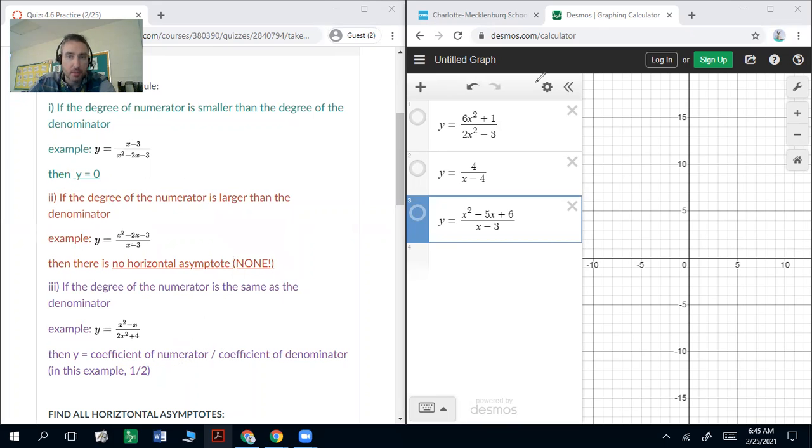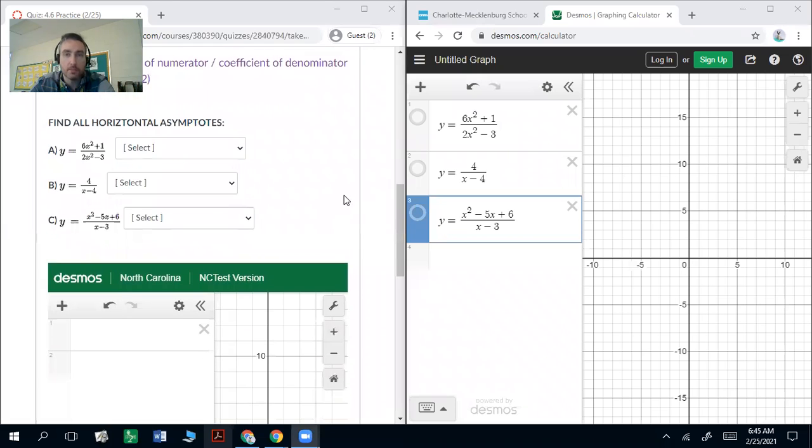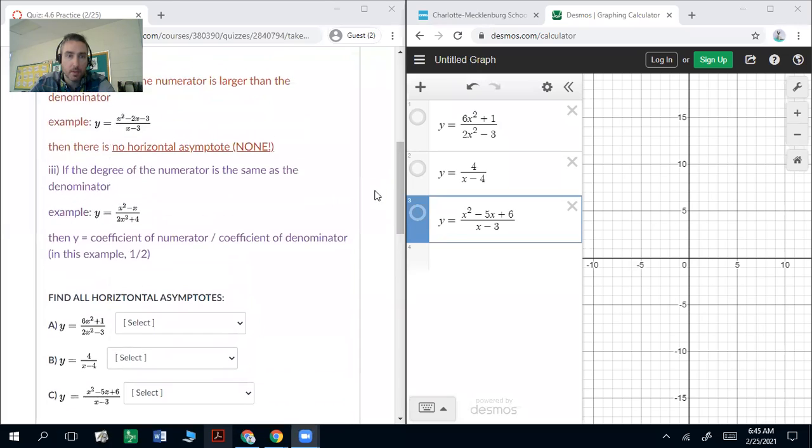So let's apply it to these problems here. We have three different functions. So let's start with the rules first. Since the degree for 6x squared plus 1 over 2x squared minus 3 is the same, then we're going to apply this third rule, and we can just divide the coefficients, right? So we have 6 divided by 2, which is 3. So we'd say y equals 3.